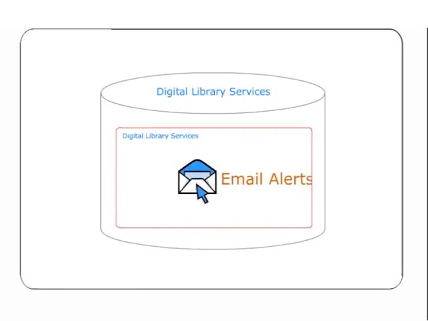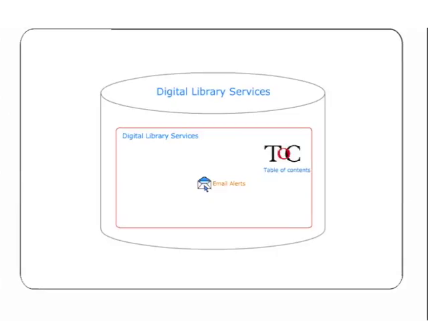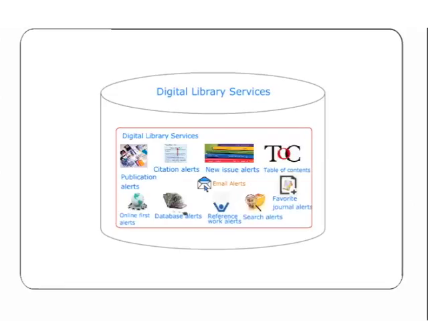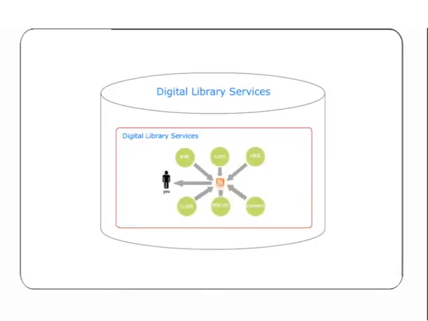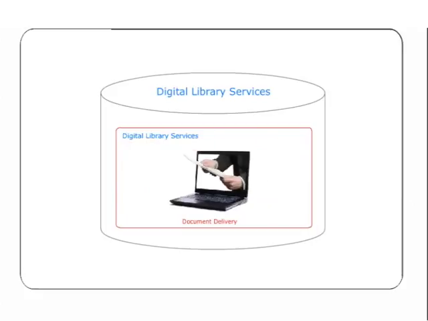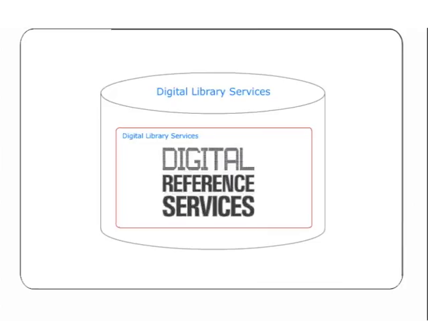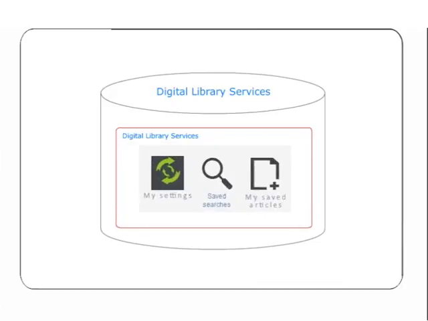Some of the important digital library services include email alerts, including table of contents, that is TOC alerts, new issue alerts, citation alerts, publication alerts, online first, database alerts, reference work alerts, search alerts, and favorite journal list. Web feed including RSS feed or Atom, Ask an Expert, electronic document delivery services, web-based user education, digital reference service, real-time digital reference service, and My Settings, My Saved Search, and My Saved Alerts are some of the examples of web-based digital library services.